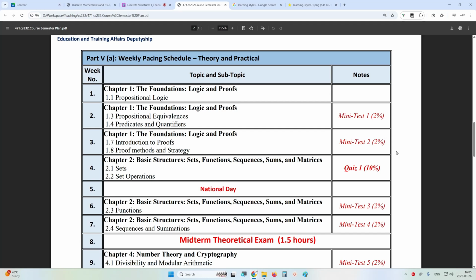Maybe, let's say, maximum 2 hours. So 2 hours after the class, 1 hour before the class. So that means 3 hours in a week for this course or for any course. This is the minimum that you can do to have an A+. All you have to do is, before the class, have an idea. During the class, you ask a lot of questions. And after the class, you just redo the exercises.